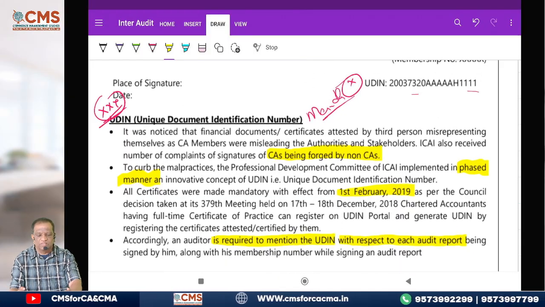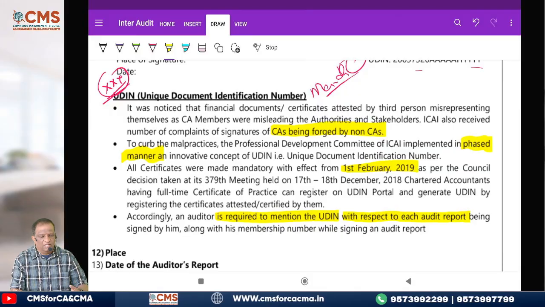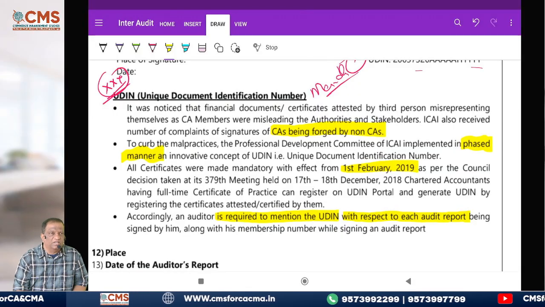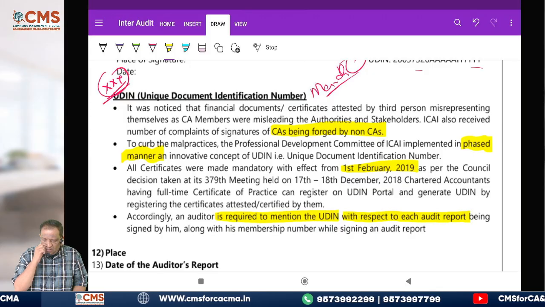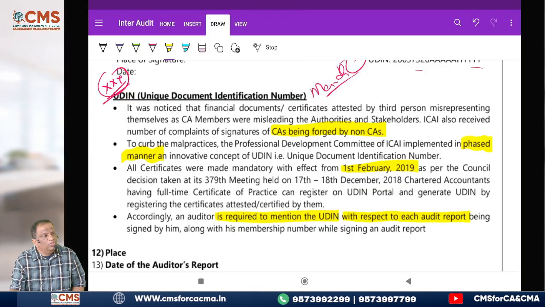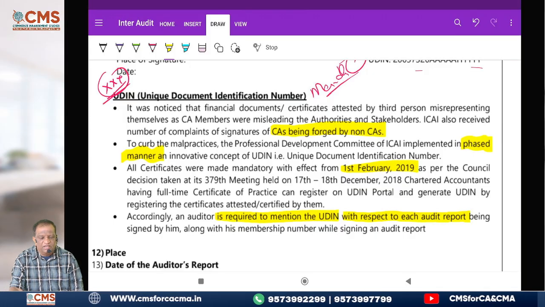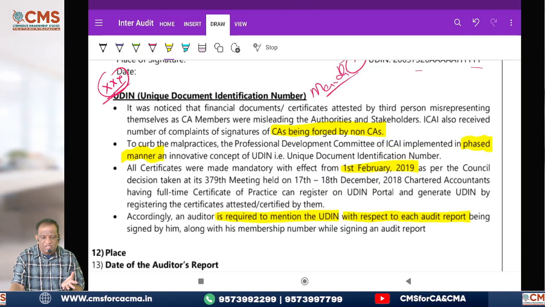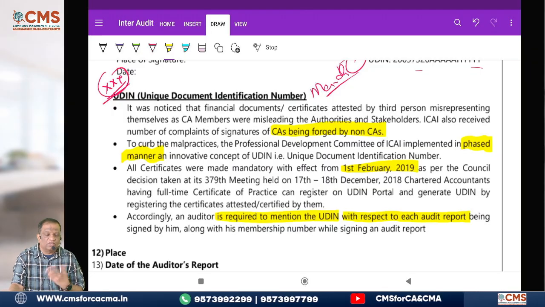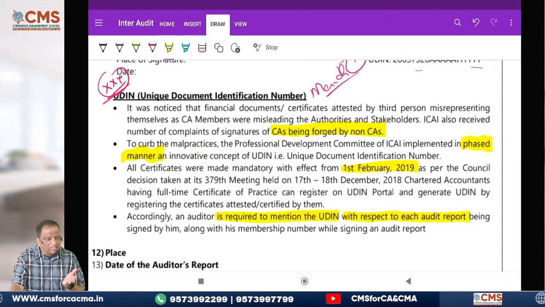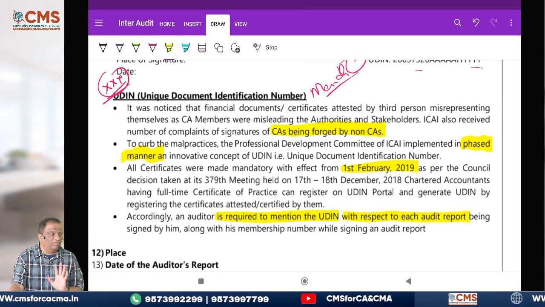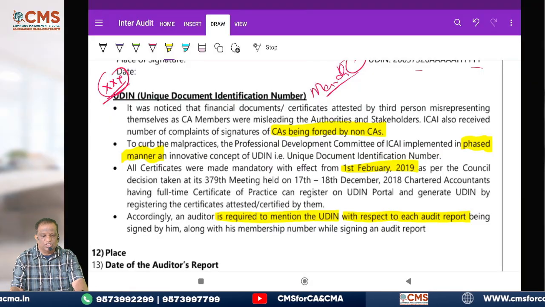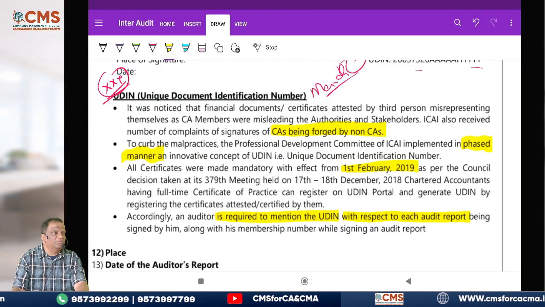We don't have time to discuss it because I intend to cover and help you with as many chapters as possible. So I'm skipping the detailed discussion. If time permits, I will come back to it. To sum it up, UDIN: optional or mandatory? Now you tell me. It's mandatory. Now, is it required on all certificates or only financials? It is required on all certificates, including financials. So wherever the auditor gives an attestation, every attestation must have this UDIN number.